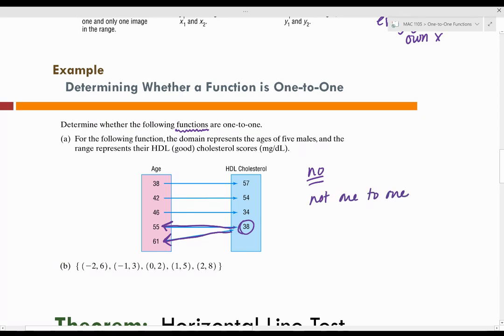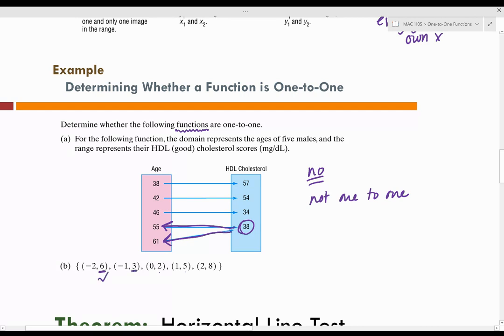All right, if we look at B, we already know that it's a function. Every x has its own y. Now we have to see if every y has its own x. So we can go down the line. So 6, this y value is paired with -2. We need to see if we see 6 in any of the rest of our y coordinates. We don't, so this one's okay.